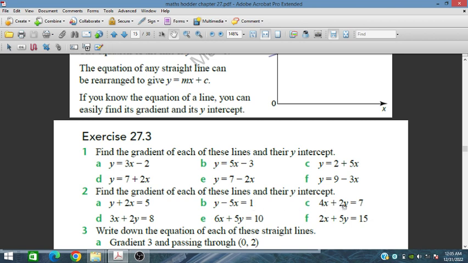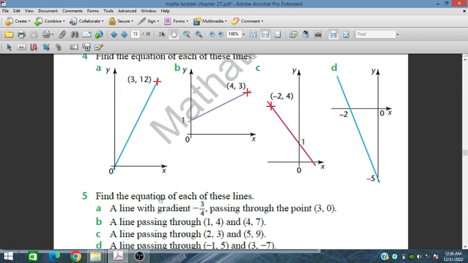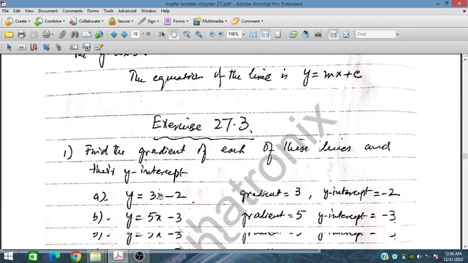Similarly, this can be rearranged. So y = -4x, it becomes 2, minus 2, and that y-intercept will be 7/2. Similarly for rearranging, we will do it in the next session.